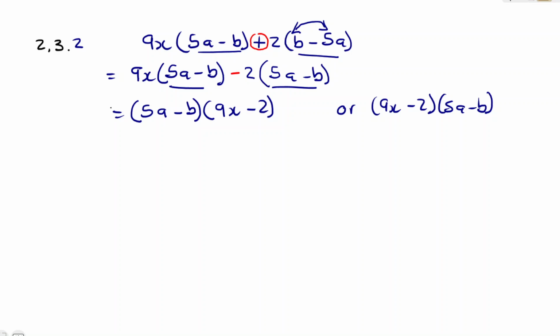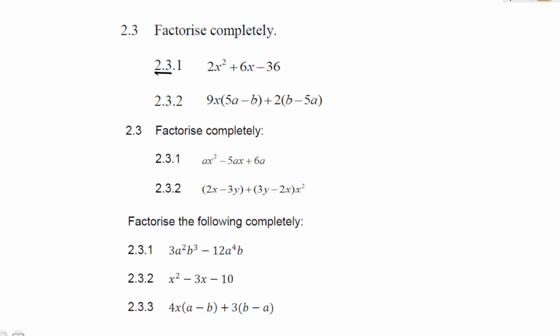So now we are going to the third one. We are going to factorize the third problem. We are done with the first and the second. Now, they said here 2.3 again, factorize ax squared minus 5ax plus 6a. I'll give you 2 minutes to factorize this one. Pause the video, factorize 2.3.1, then wait for my final solution.